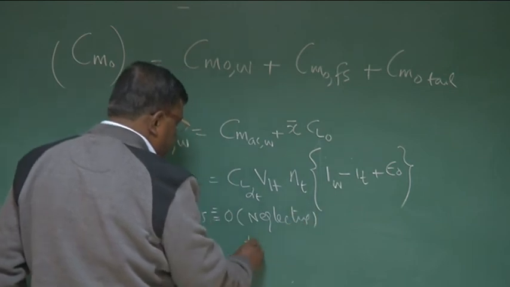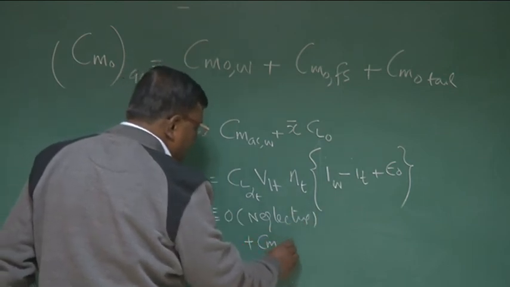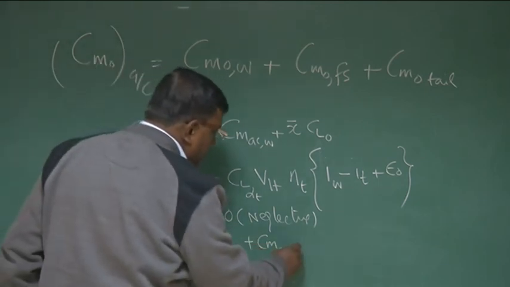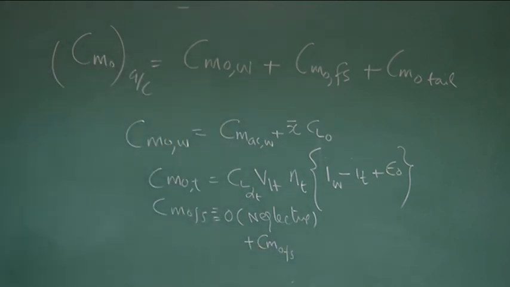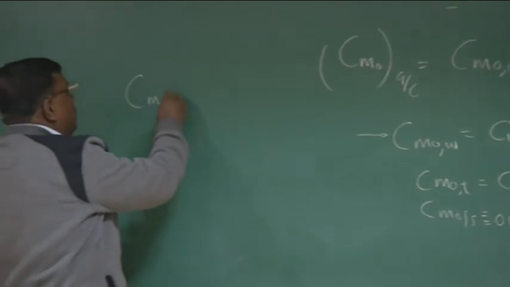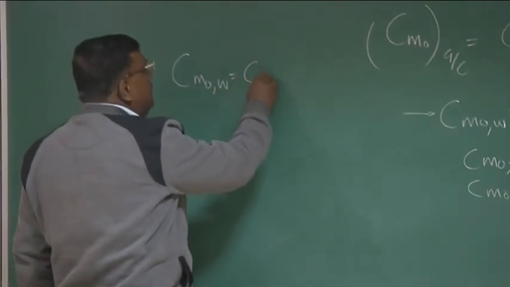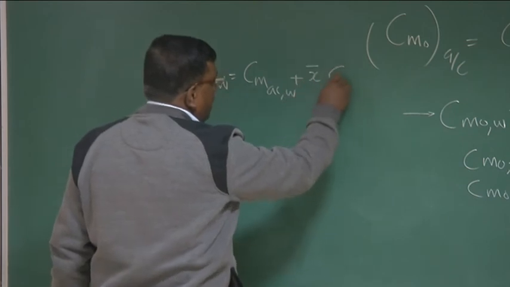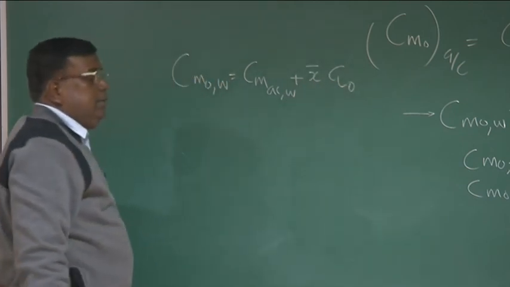Or we can put some value called Cm0 Fs, right? Which we do not know at this stage how to compute, but we'll solve some numericals to tell you how you can compute that. Let us come back to the very important point here. What is Cm AC wing? So we have seen Cm0 wing is Cm AC wing plus x bar into CL0. Let us understand each term here.